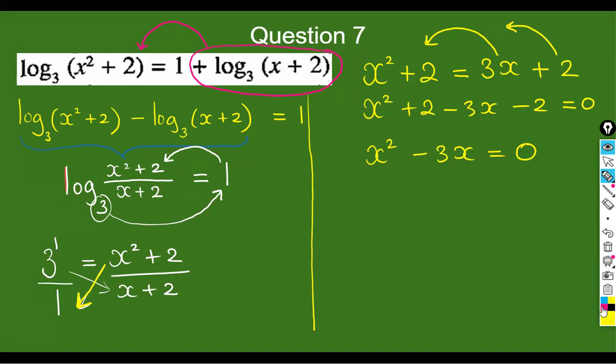0. I don't even think you need to use the quadratic formula. You can just factorize out the x and you'll get x times x minus 3 is equal to 0. And what you do now, just put each bracket equal to 0 and solve for x. So what are the two values for x? Right?